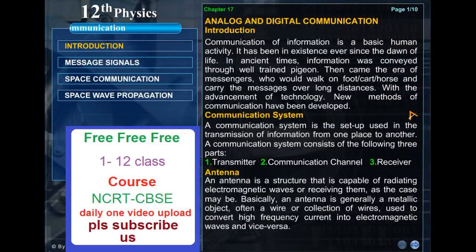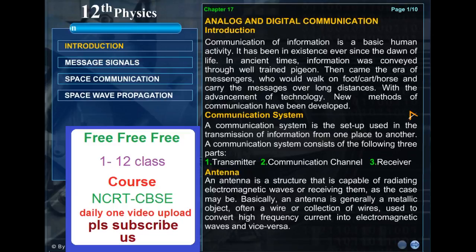A communication system is a setup used in the transmission of information from one place to another. A communication system consists of the following three parts: transmitter, communication channel, receiver.